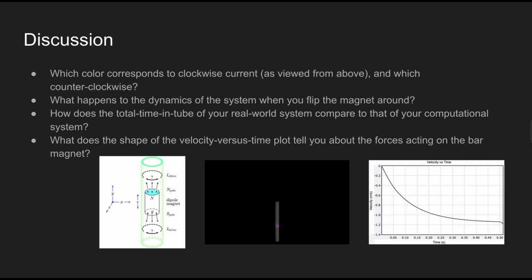The time spent in the tube in the real world is about twice as long as the time spent in the tube for the simulation. This could suggest that some error exists in the experiment, such as the magnet's dipole moment being incorrectly measured, or extra forces acting on the magnet in the real world, such as drag.